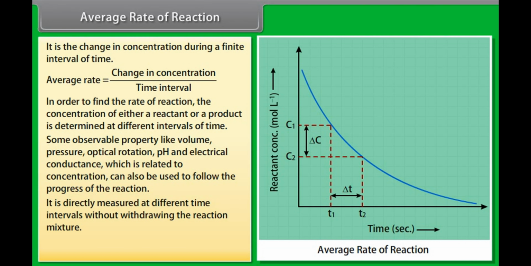It is directly measured at different time intervals without withdrawing the reaction mixture. Average rate is equal to negative delta C upon delta T. Instantaneous rate of reaction.